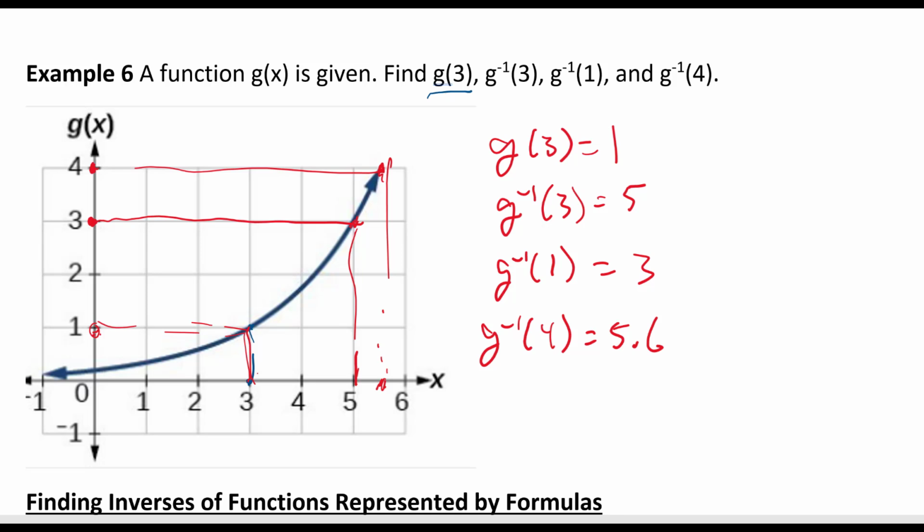Okay, in the next video we're going to look at inverses by formulas.